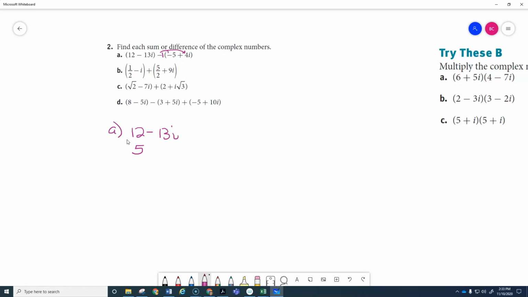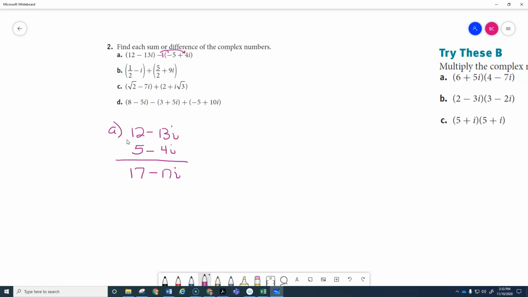A negative times a negative makes a +5i. A negative times a positive is going to make a -4i. Okay, so I've just distributed that negative. Now it's just to combine your like terms. So that's 17 minus 17i.